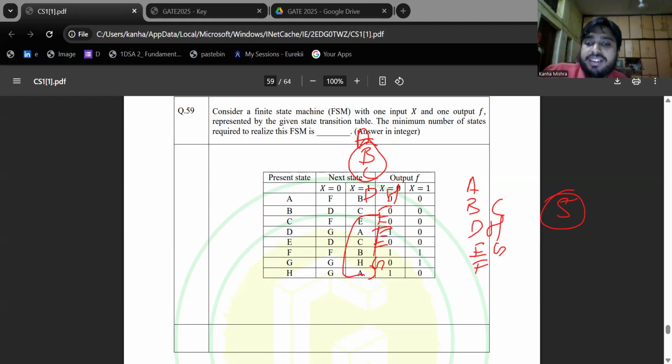We can merge states A and C from the given table because the outputs are similar. By checking the given transition table, we can merge B and E, D and H, because if you see B and E, they are the same. And if you see D and H, they are also somewhat the same. We can merge them.